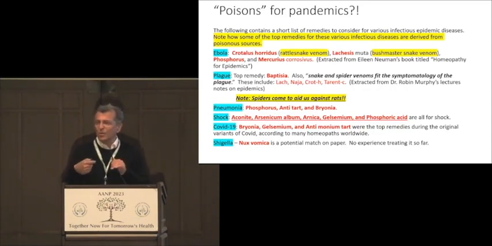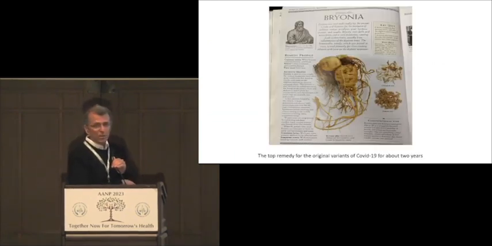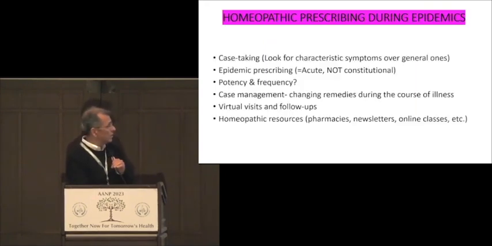We're dealing with a lot of poisonous substances in medicine, in homeopathy, but they're all diluted, so we don't have to worry about any toxicity. Bryonia is a toxic herb again, but its symptoms match the signs and symptoms of COVID during the initial phase of the pandemic, as we talked about.